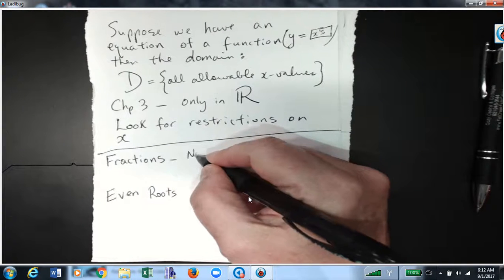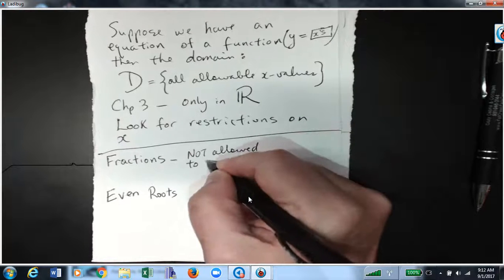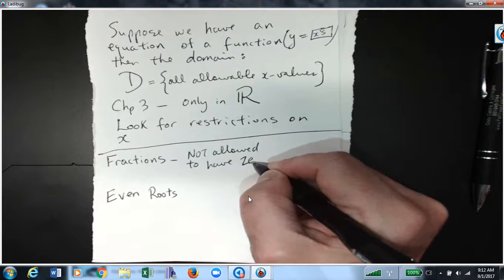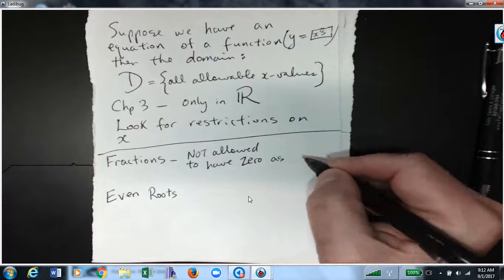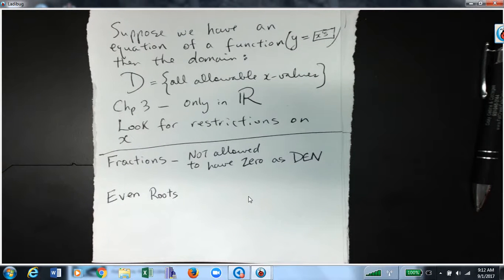We're not allowed to have 0 as the denominator. So I'm just going to write DEN for denominator. Okay.